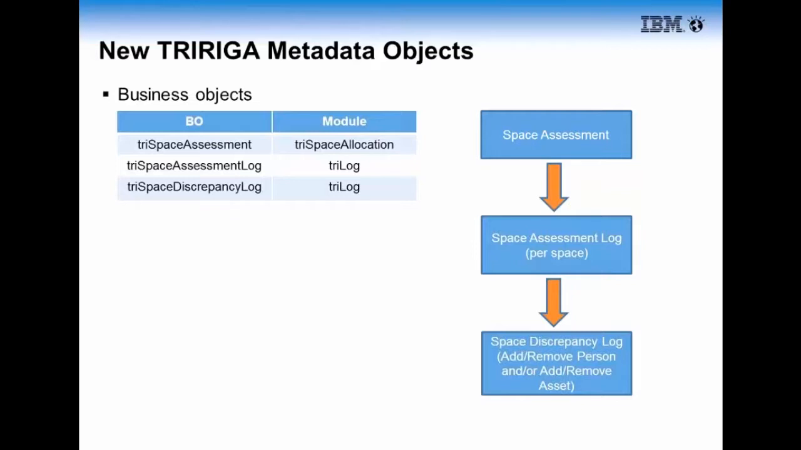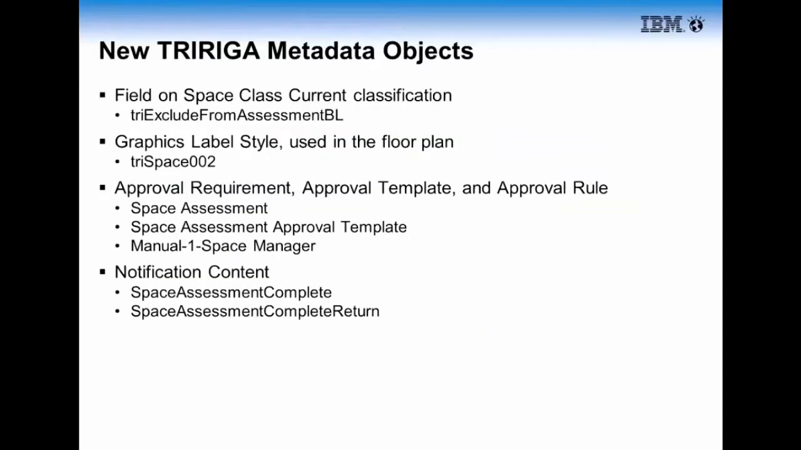The next object that we added for our applications is a field on the space class current classification, which Alfredo already went through. The field is named tri-exclude from assessment BL. What it does is exclude all the spaces that fall into that classification. Those spaces will not show up on the floor plan if the space class associated with them has this exclude from assessment checked.